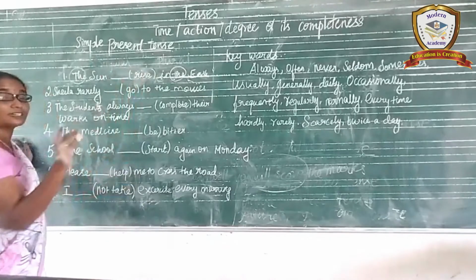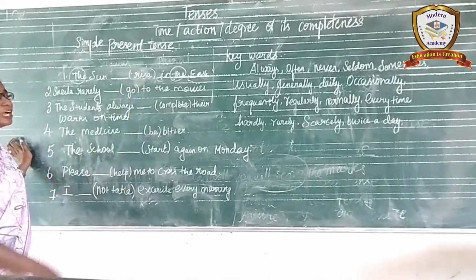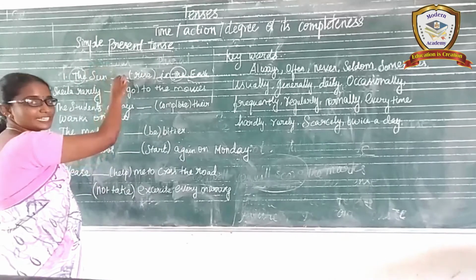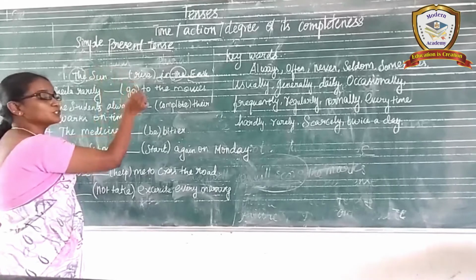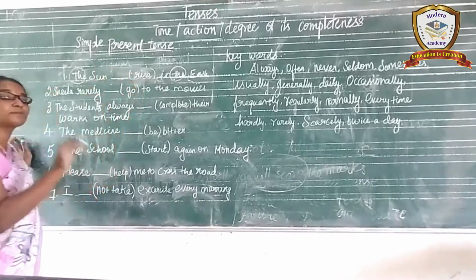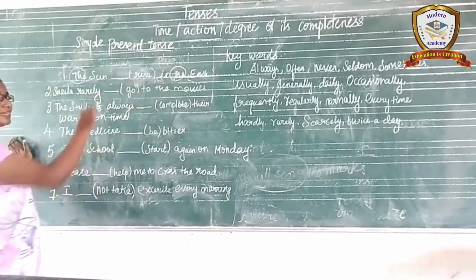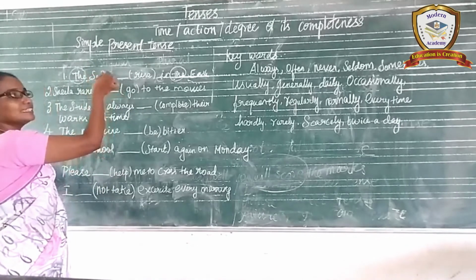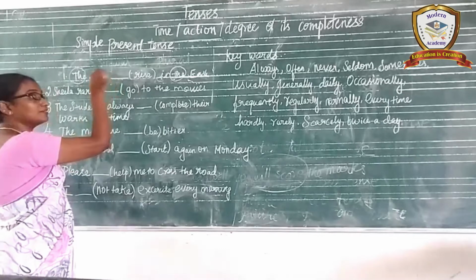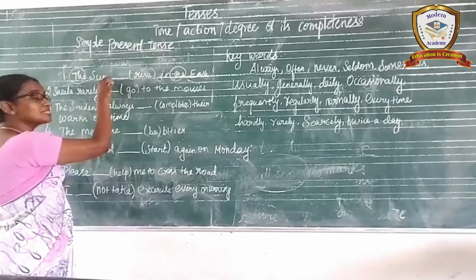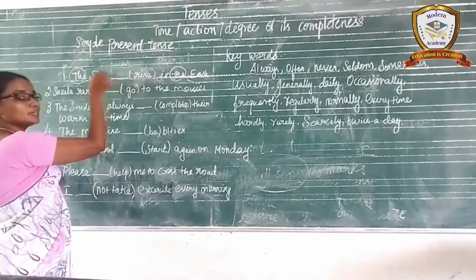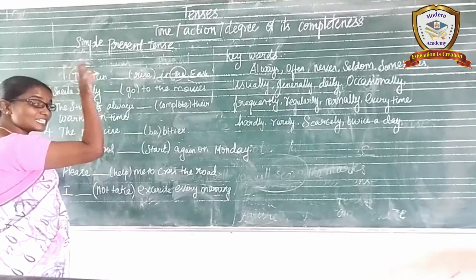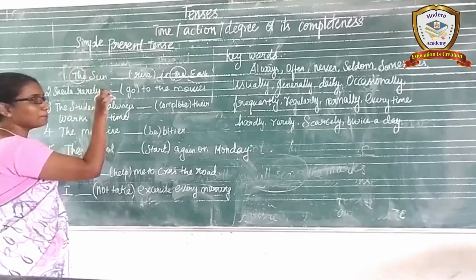The sentence does not have a clue word, but the sentence indicates the theme of universal truth. So we should appropriate the simple present tense. Understand? Read the sentence thoroughly. You should understand the concept of the sentence. For a sentence which indicates universal truth, which tense do you appropriate? Simple present tense.